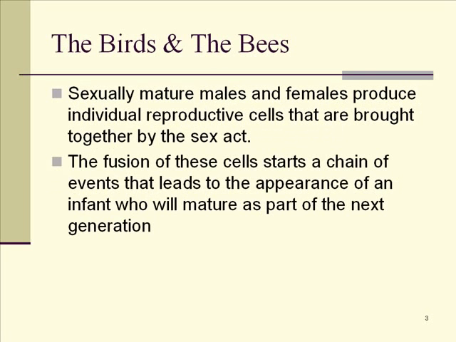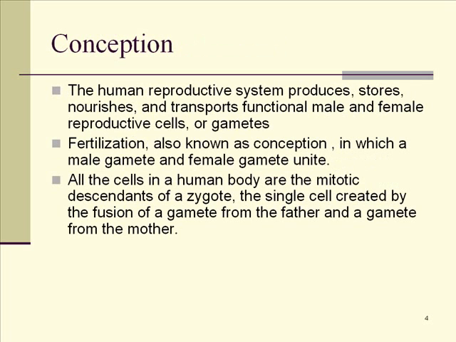Obviously, when we talk about the continuation of our species, the sexually mature male and the female will produce individual reproductive cells that are brought together in a sexual act. Then these cells will fuse, and it starts a chain of events that leads to an infant, which will then mature and develop over time. The human reproductive system produces and stores nourishments, and it transports functional male and female reproductive cells. These reproductive cells are referred to as gametes. Fertilization is known as conception, in which the male gamete and the female gamete will unite.